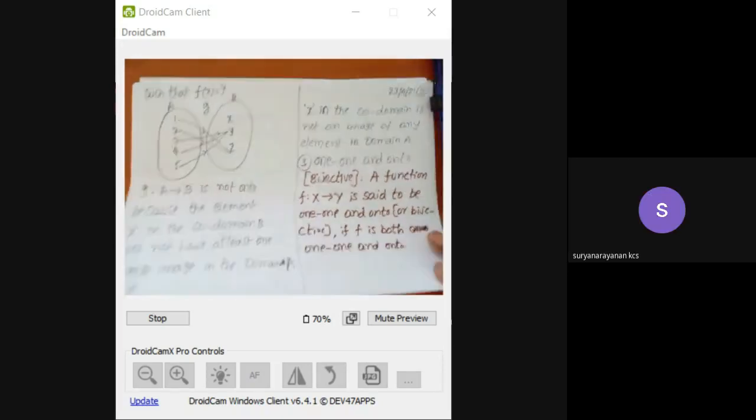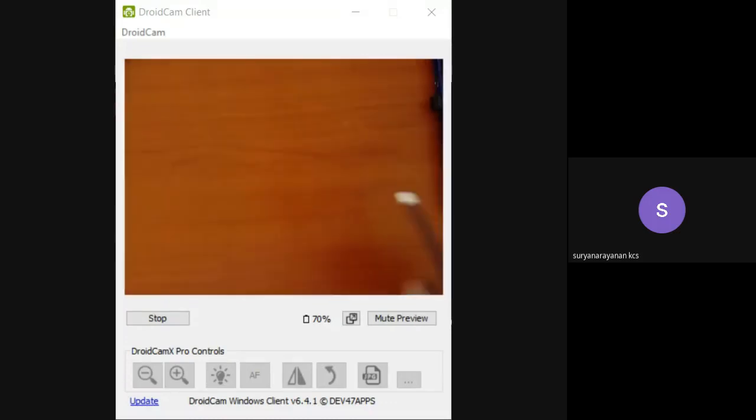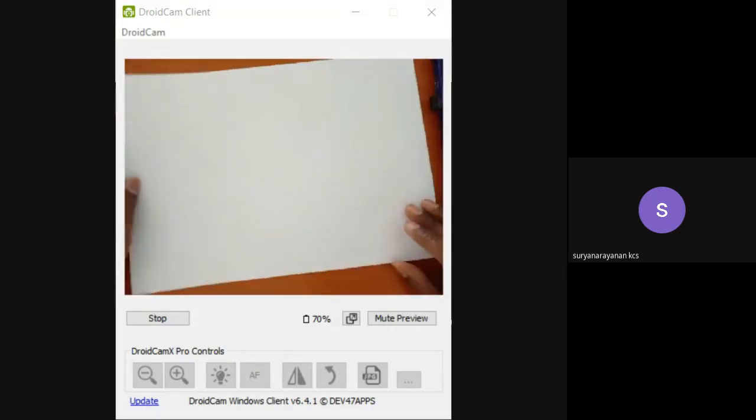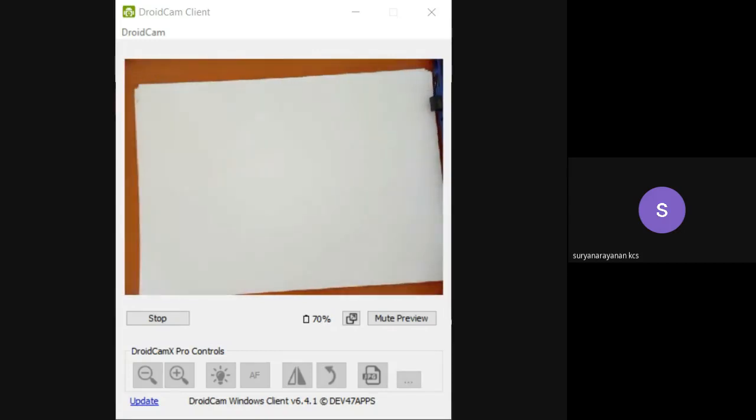Okay, my dear children, this is the definition of one-one and onto. Let us take an example by arrow diagram. Let us check whether the given function is one-one function and onto function, or whether it is a bijective function or not.